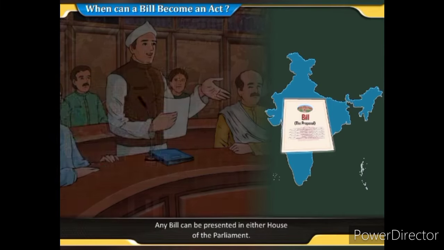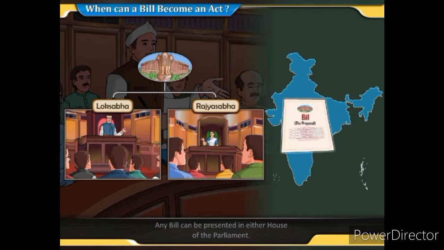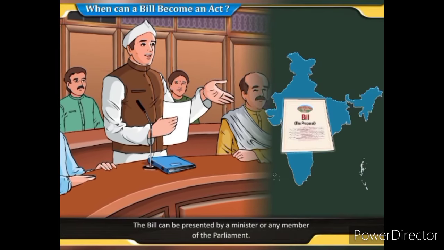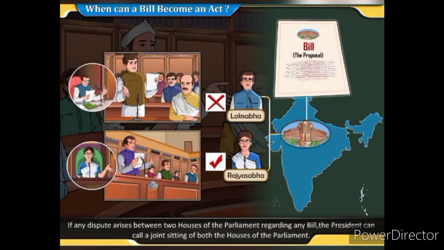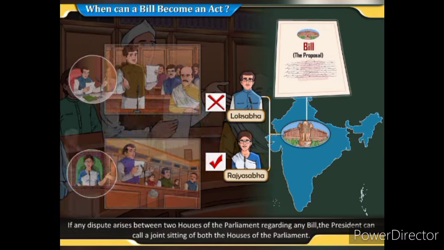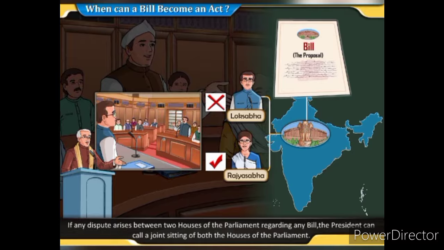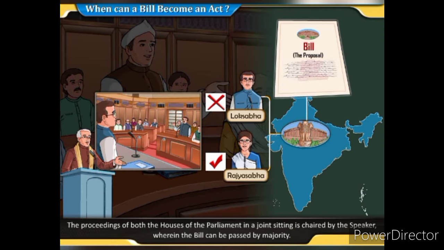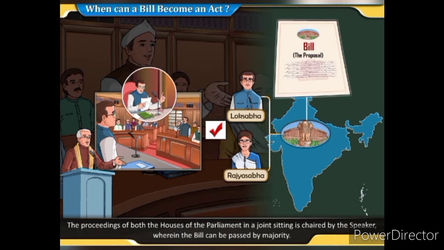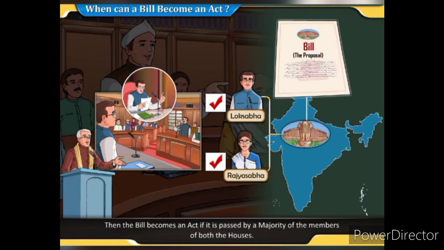Any bill can be presented in either house of the Parliament. The bill can be presented by a minister or any member of the Parliament. If any dispute arises between the two houses of the Parliament regarding any bill, the President can call a joint sitting of both the houses of the Parliament. The proceedings of both the houses in a joint sitting are chaired by the Speaker, wherein the bill can be passed by majority. Then the bill becomes an act if it is passed by a majority of the members of both the houses.